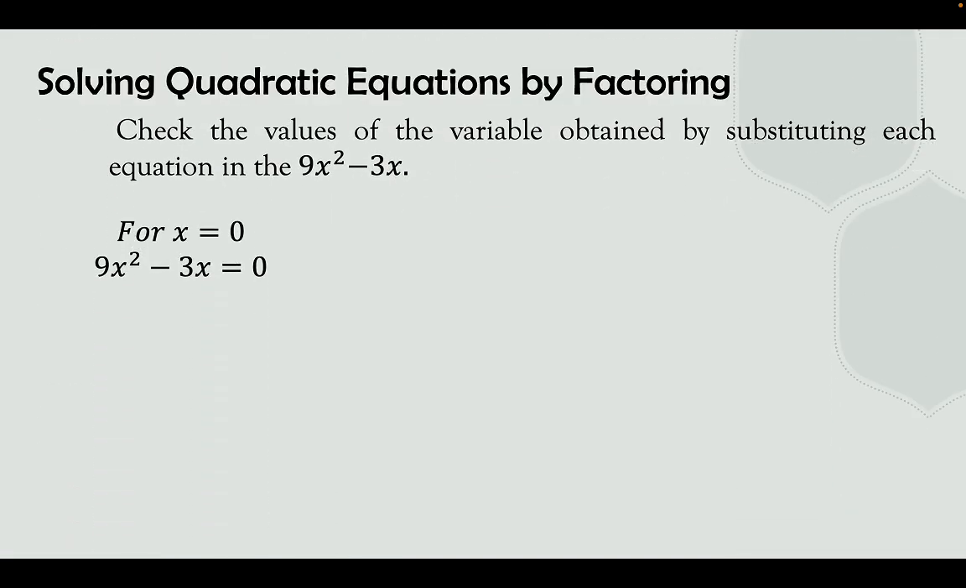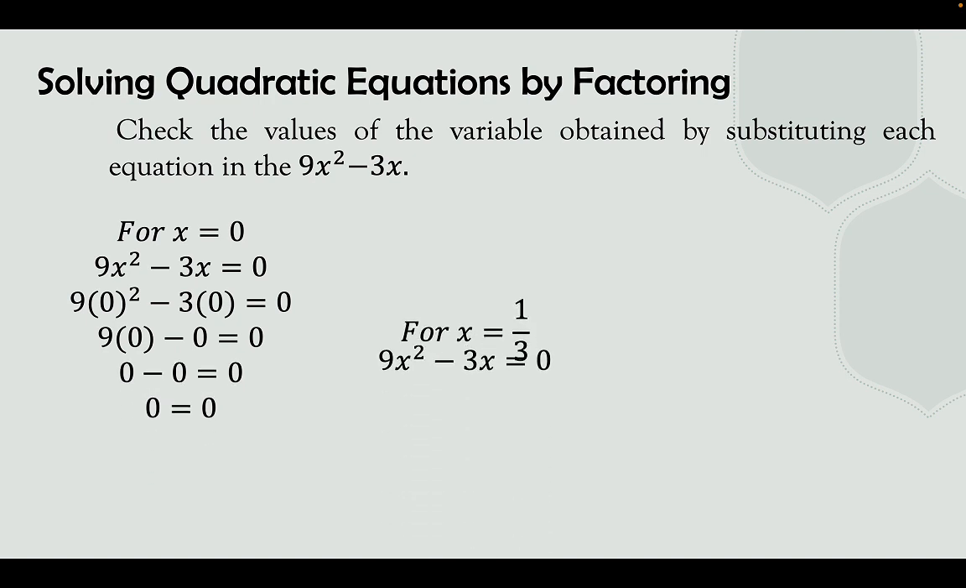So let's just check if the values obtained are true by substituting them into the original equation, that is 9x squared minus 3x equals 0. Let's try 0. So we have 9 times 0 squared minus 3 times 0 equals 0. So 9 times 0 minus 0, that is 0, is equal to 0.